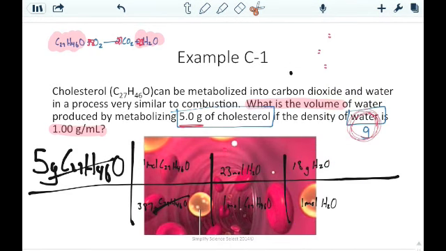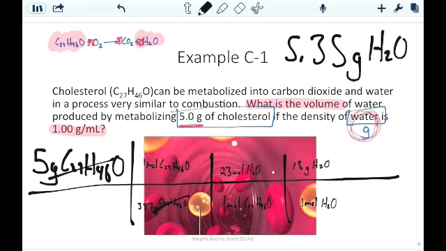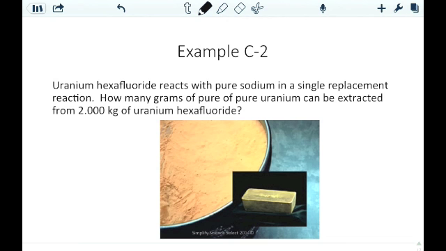And then all we have to do is multiply the top. So 5 times 23 times 18, all divided by our 387. And we should get an answer right around 5.35 grams of H2O. All right, let's move on to our next problem.